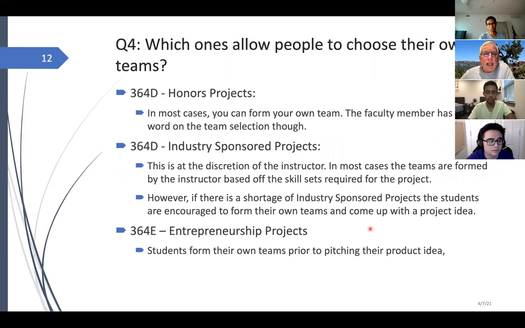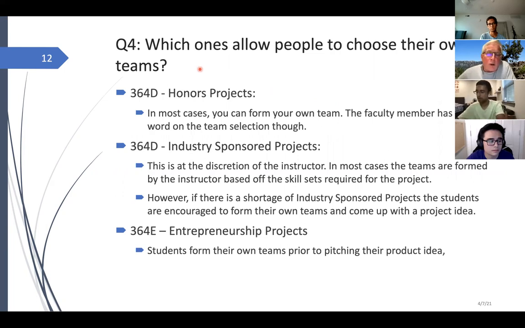Yes. This is question 4. Which one allows people to choose their own teams? Because this is kind of critical. Some of you have gone through the last 3 or 4 years in our department, and a bunch of people that you like to work with on a senior design class in senior design.